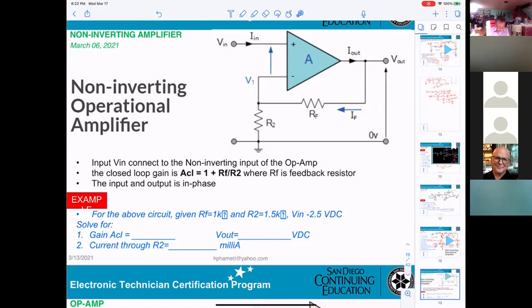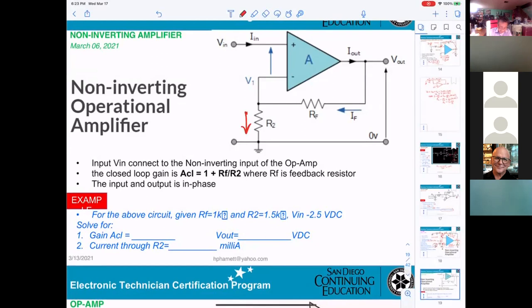And now the question is, they want to know what the current through R2 is. That means they want to get the current here. I say I_R2. How do we calculate that? Vin over R2.